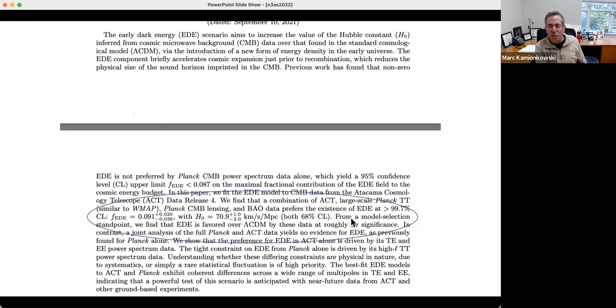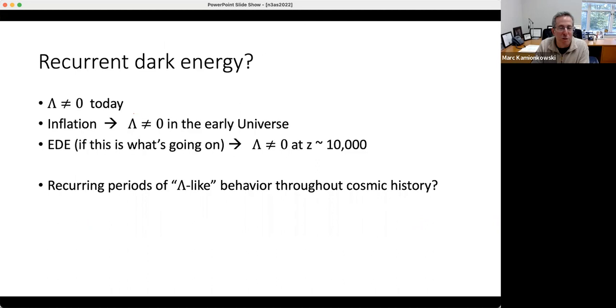So early dark energy has undergone tests since it was proposed in 2018. It is surviving, and it will be tested even further in the future. So if the Hubble tension is real, and if early dark energy is what's going on, it's kind of interesting because it implies that in addition to the non-zero value of the cosmological constant today, and the non-zero value of the cosmological constant that we infer from evidence for inflation in the early universe, there's another cosmological constant, or something that behaves like a cosmological constant at a redshift of about 10,000. So it seems to imply recurring periods of lambda-like behavior throughout cosmic history.